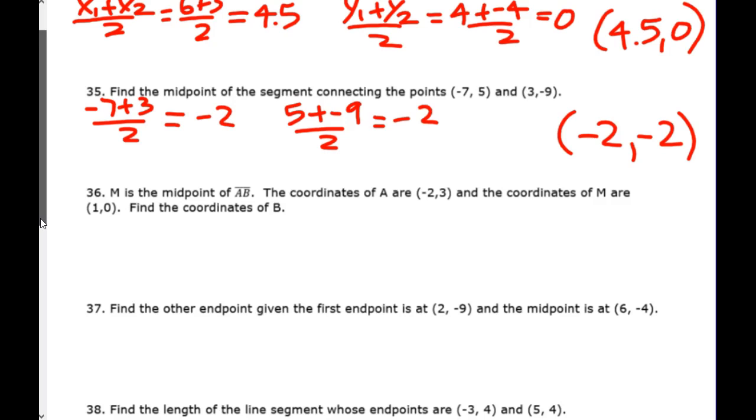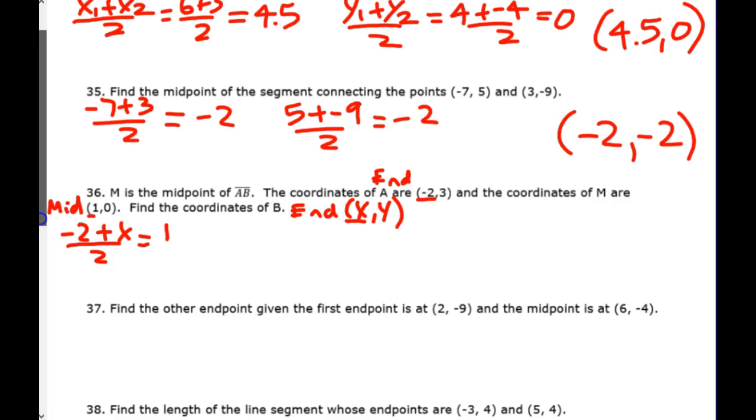All right, on these next ones, you got to know that you're not looking for the midpoint. You have a midpoint M. So you have an end point here, you got the midpoint here, and then your other end point is X, comma, Y. So if you remember how we did this, we do X plus X, endpoint plus endpoint, divided by 2 equals the midpoint.